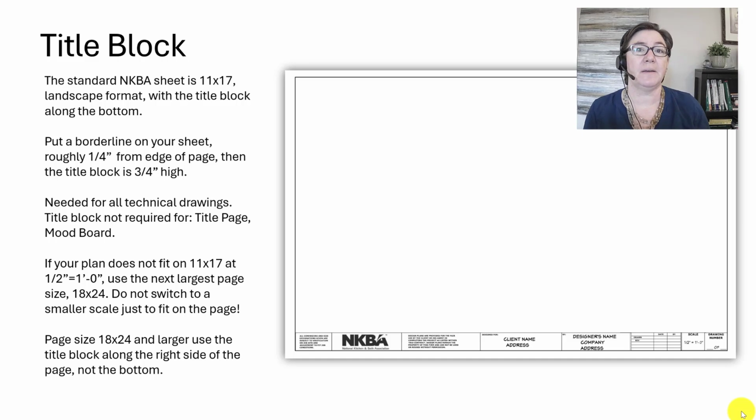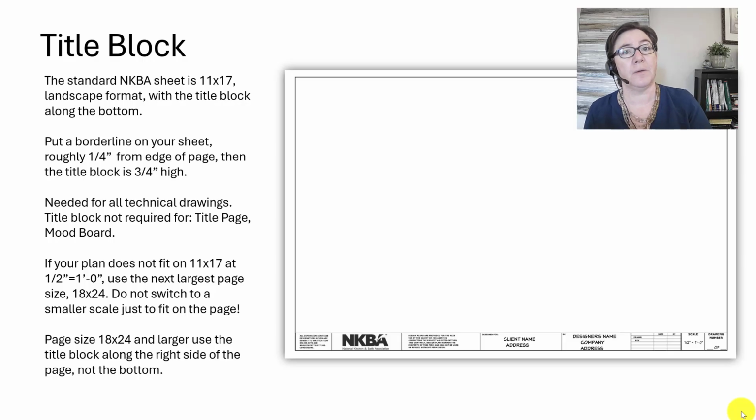Now, if your plan does not fit on 11 by 17 at 1/2 inch equals 1 foot scale, all right, bump up to the next size of page. That would be 18 by 24. Don't switch to the smaller scale. Don't go down to 1/4 inch equals a foot just to fit on the page. You have to use that larger scale.